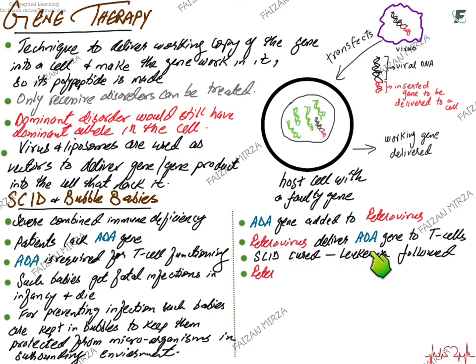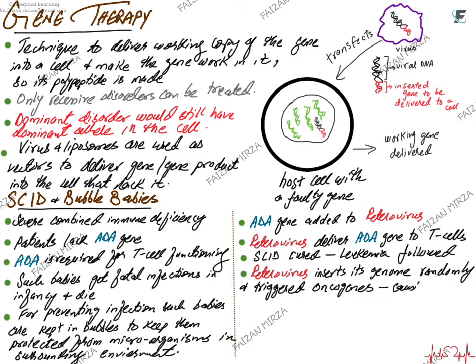But leukemia followed. After a few years, these babies who were treated for SCID ended up having leukemia, which is the cancer of white blood cells. Why was that so? Because the retrovirus which was used, although it delivered the ADA gene, inserted its own DNA randomly into the existing genome of the host cell. And in doing so, it triggered oncogenes. And you know when oncogenes get triggered, it causes cancer, so cancer followed.